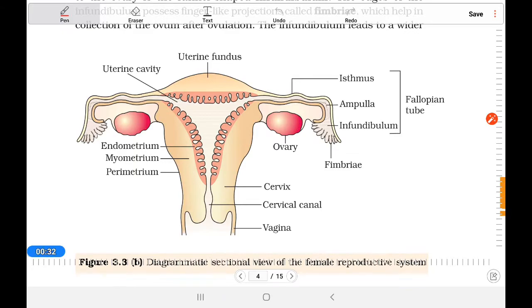See that very basic structure here, the ovary, the fallopian tube, you can see that. In the fallopian tube, the infundibulum, which is a finger-like, hand-like structure, and the ampulla, isthmus, that part.